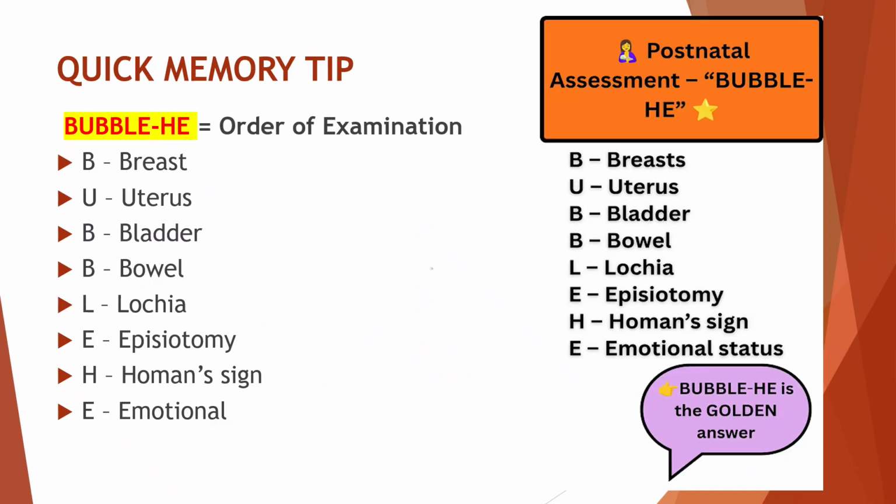Here's a quick memory tip to help you remember the entire postnatal assessment easily. We use the word BUBBLE-HE to remember the correct order of examination, so think of it like a shortcut. B stands for breast, U for uterus, B for bladder, B for bowel, L for lochia, E for episiotomy, H for home and sign, and E for emotional status.